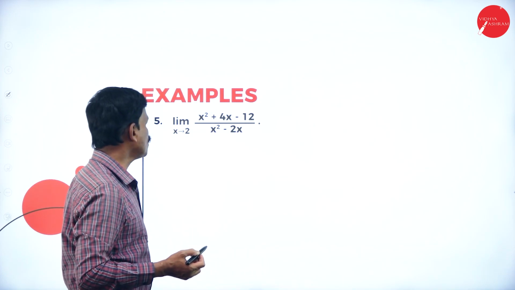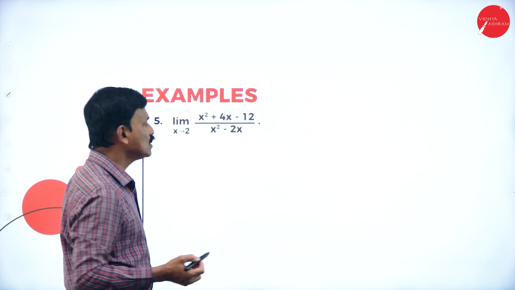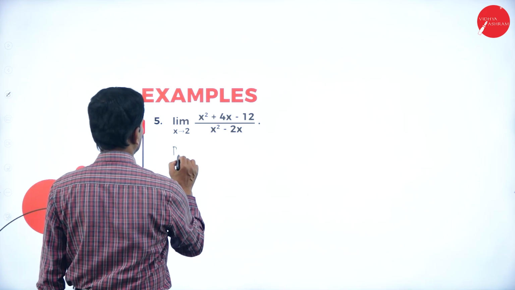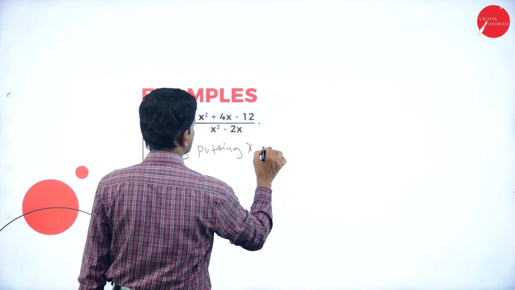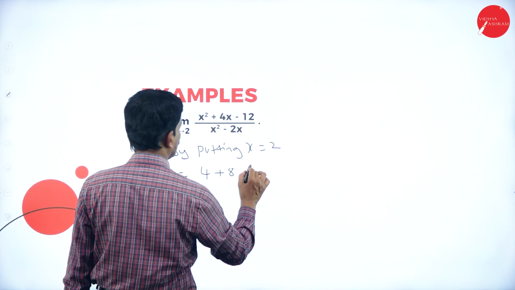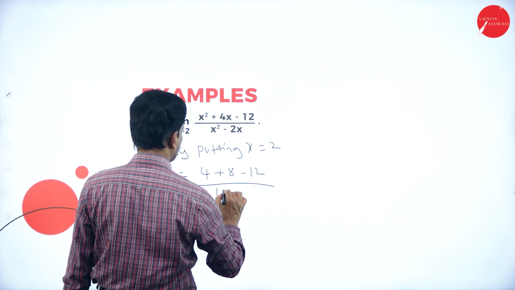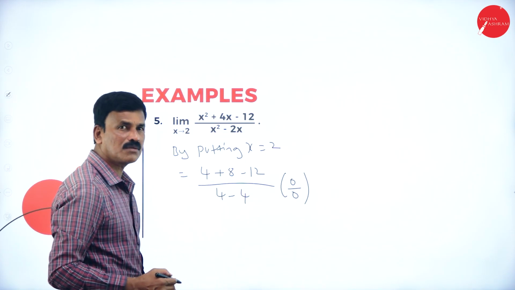Limit x tends to 2 of x square plus 4x minus 12 divided by x square minus 2x. Now if you put x is equal to 2, what happens? 2 square is 4 plus 4 2s are 8 minus 12 divided by 2 2s are 4 minus 4. We will get 0 by 0, which is an indeterminate form.